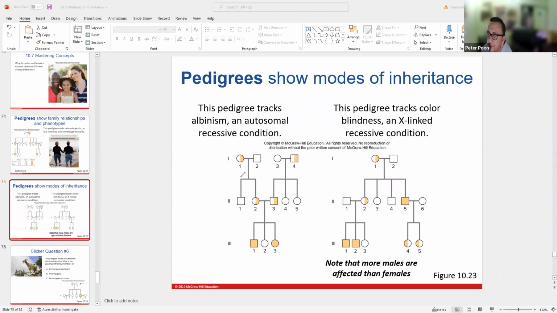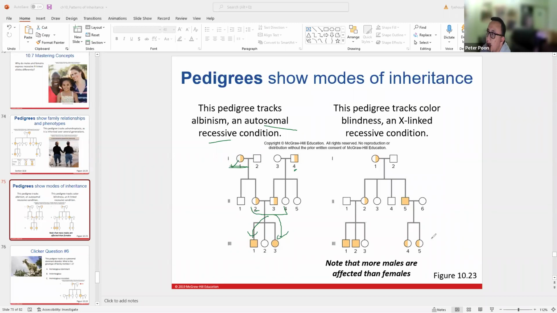This is recessive. So carrier, carrier, carrier. Only when you have 2 carriers do you ever get people who have the disorder. So this autosomal recessive mutation will usually skip generations.